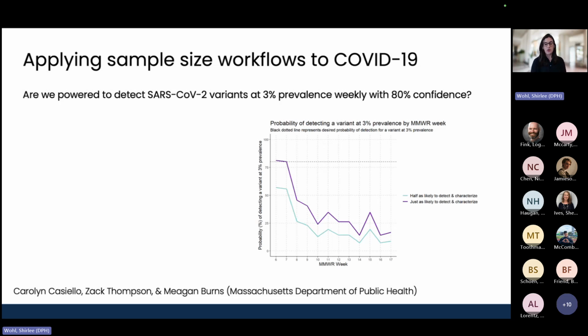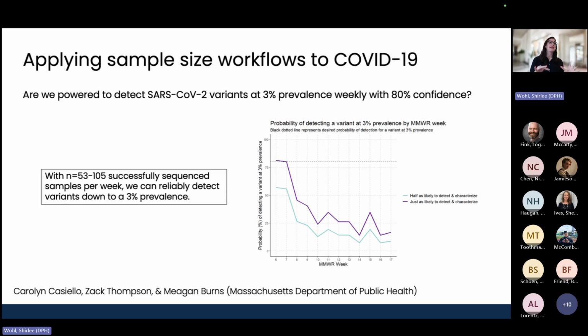And so even though we weren't able to accurately measure what is the bias exactly that we're seeing in these samples, we were able to say, okay, well, we have a worst and best case scenario, which we're representing here as the half as likely to detect or the just as likely to detect. And then we can put a range on this is how many samples we need per week to answer this really specific question about detecting variants.